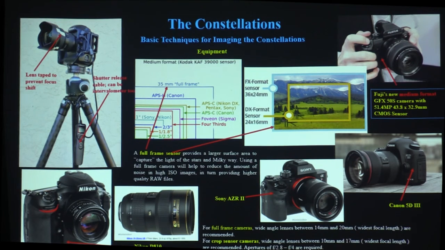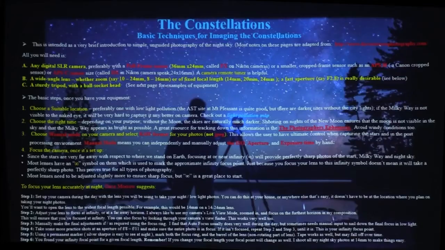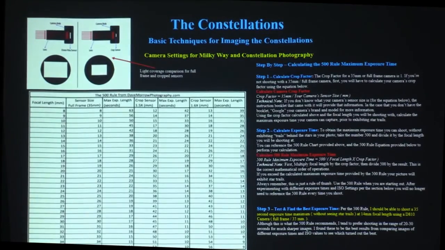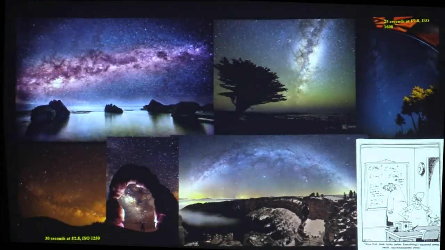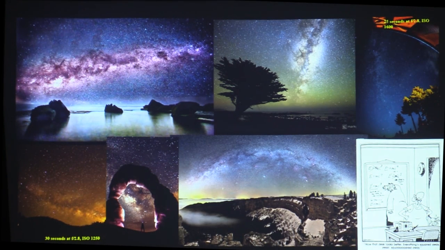Let's wind up. Okay, so finally, there's a 500 rule. Divide the focal length of your lens by 500 and you'll get how many seconds you should expose for to prevent star trails.